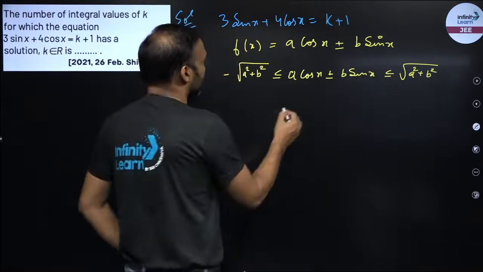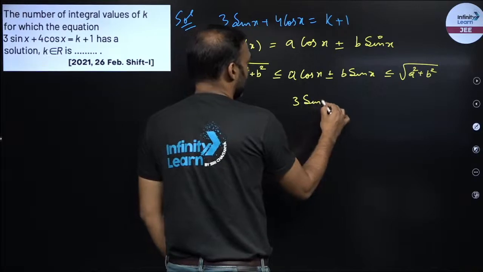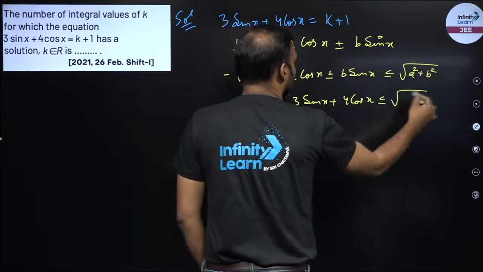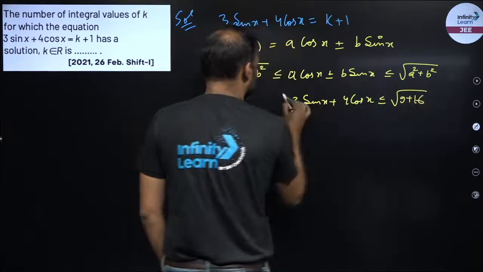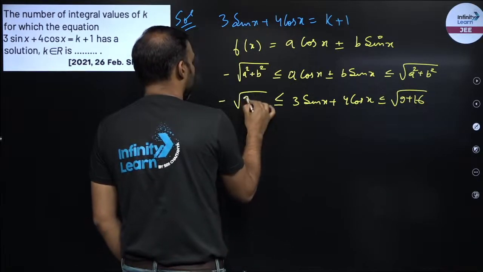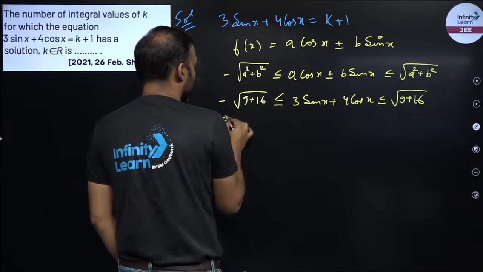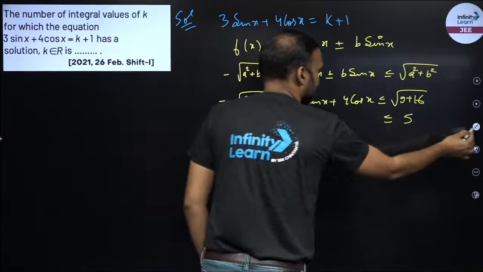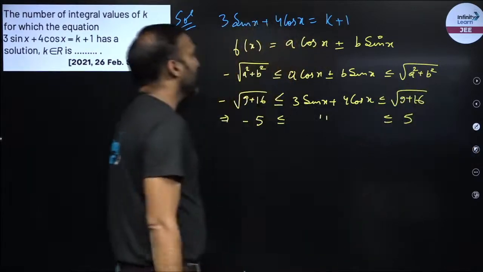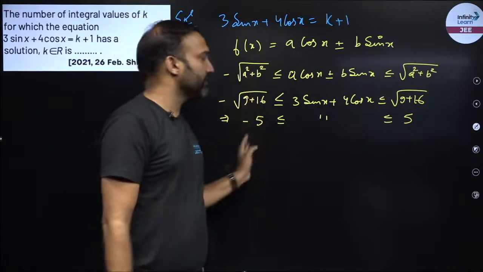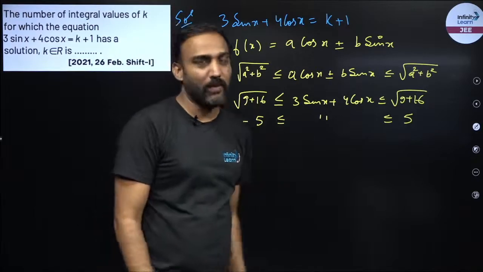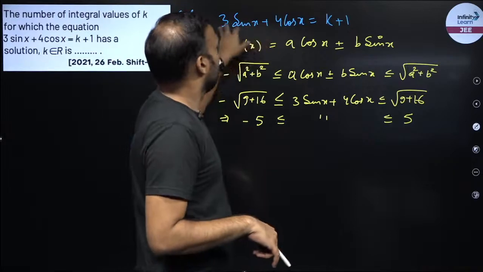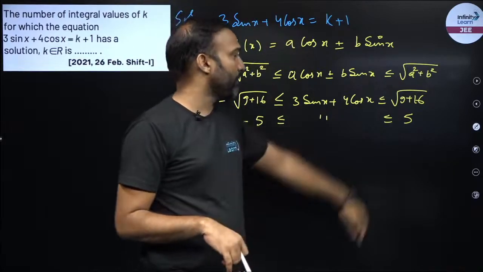So 3 sin x plus 4 cos x, I can find out the maximum and the minimum value for this. 9 plus 16, so root of 25, this would be minus 5 to 5. So I know 3 sin x plus 4 cos x will always lie between minus 5 to 5 no matter what x you put. Now left hand side I know is going from minus 5 to 5.